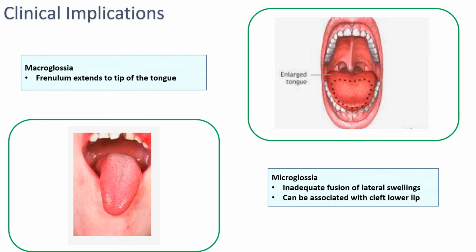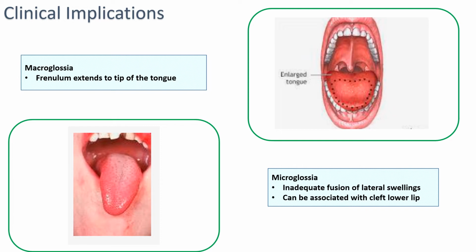But true macroglossia might be associated with genetic abnormalities like trisomy 21. And in some instances of macroglossia, certain sort of surgical intervention might be necessary to help to reduce the size of the tongue, which might then in turn help to improve speech and the ability to chew. Because in macroglossia also, the frenulum tends to extend to the tip of the tongue.